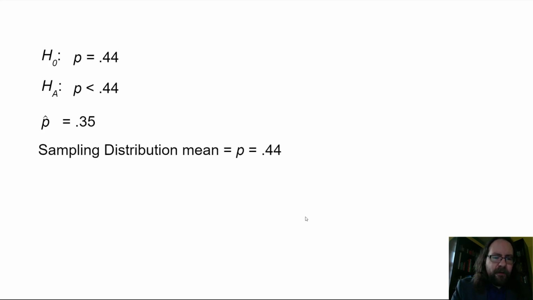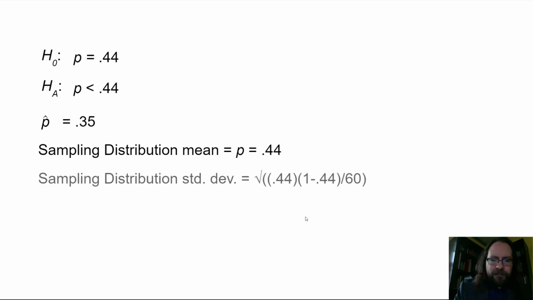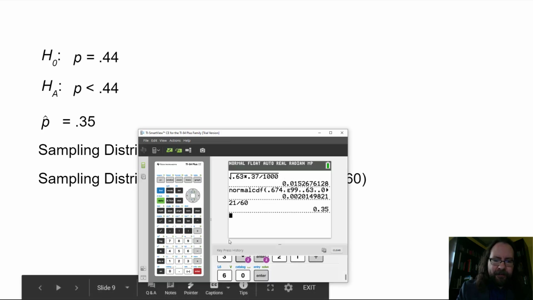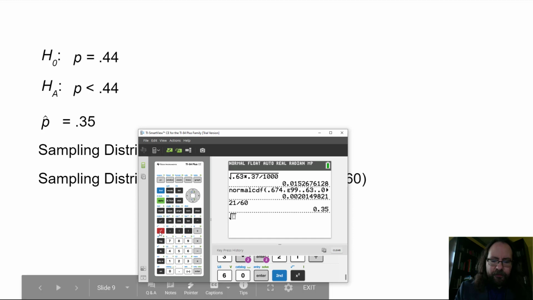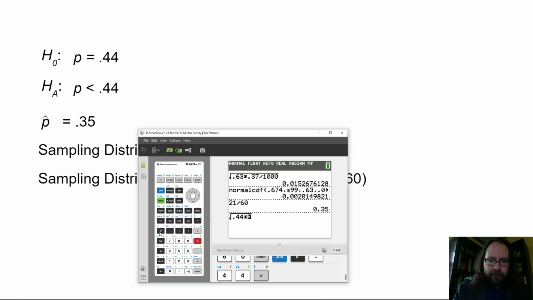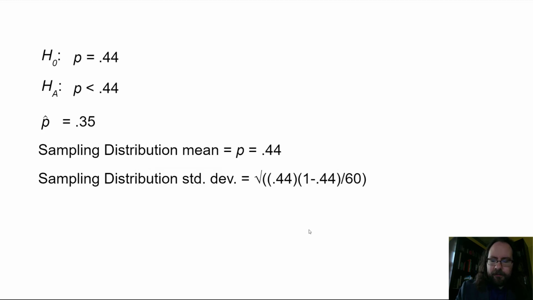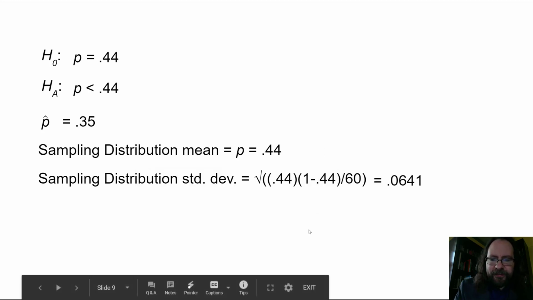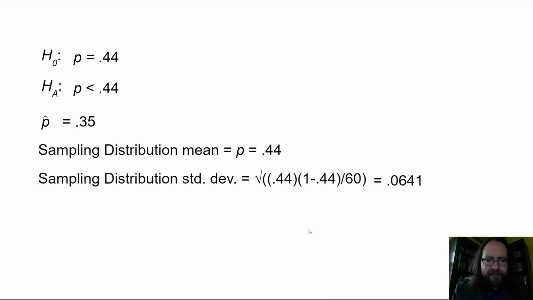Now we're going to figure out what our sampling distribution should look like. It should have a mean of p, or 0.44, and it should have a standard deviation of the square root of 0.44 times 1 minus 0.44 over 60. And again, we'll get out our calculator to do that. So square root of 0.44 times, if you know that 1 minus 0.44 is 0.56, out of 60. And that's going to give us a standard deviation, looks like 0.06408. I'm going to round that to 0.0641. All right, I like 4 decimal places.